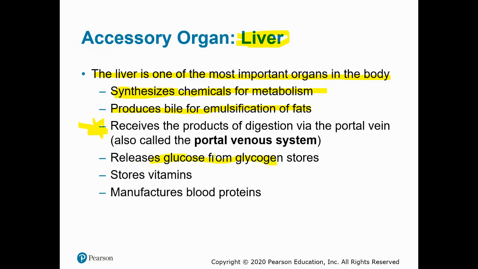The liver can also store glucose in the form of glycogen. So glycogen is one of our two forms of calorie storage. The other is adipose. We will talk more about that. The liver can also store vitamins. And the liver also helps to make some of our blood proteins.